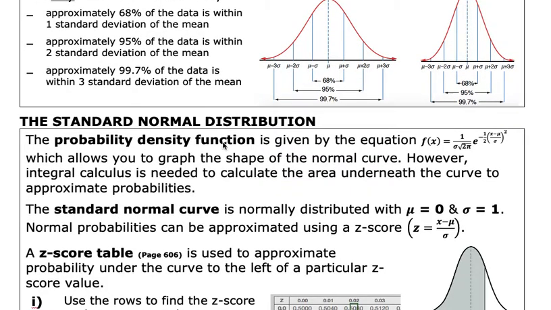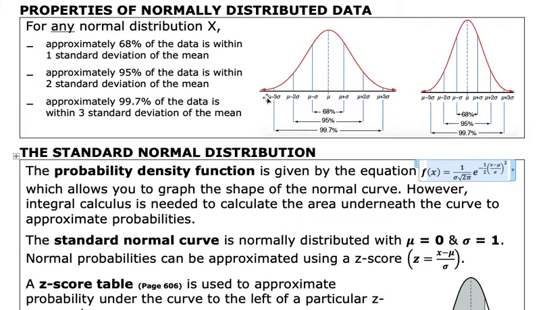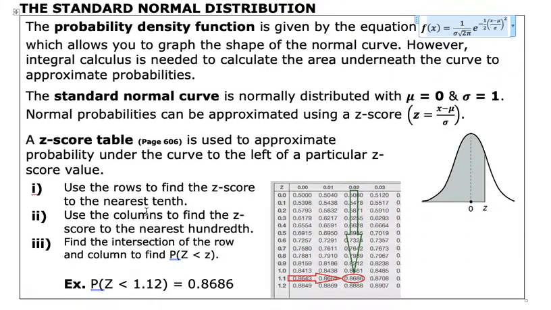The probability density function is given by this equation. Now this is the equation for the top curve of this function, but as mentioned before, in order to get the probability of an event, we need the area underneath the curve. So instead of using a formula to calculate that area underneath the curve, we will be using a z-score table, which we'll be discussing shortly. So the values have already been calculated, we just need to be able to use this table. Integral calculus is needed to calculate the area underneath the curve to approximate probabilities.